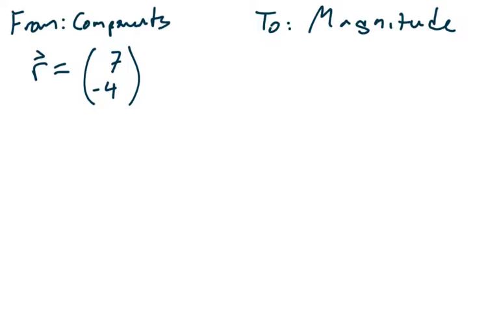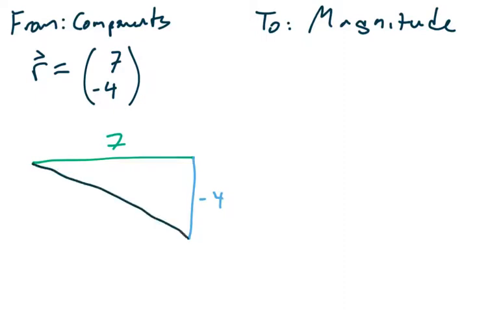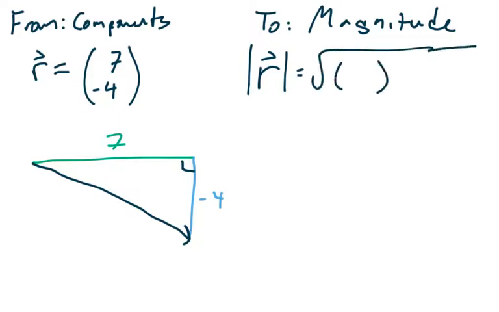All right, moving on from components to magnitude. If I want to go from component form to magnitude form, we've already done this in the previous video, but I just want to review that. Let's say you've forgotten this. Well, you just draw the triangle. So I've got 7, I've got negative 4, sketch it out. I'm looking for this. How would I find that? Oh, hey, I can use the Pythagorean theorem. So the magnitude of r is the square root of 7 squared plus negative 4 squared. So 7 squared, negative 4 squared.